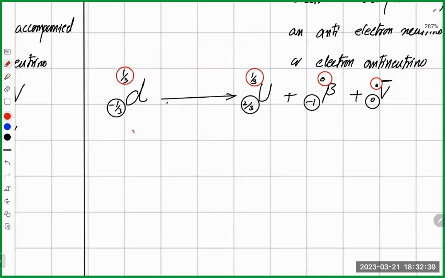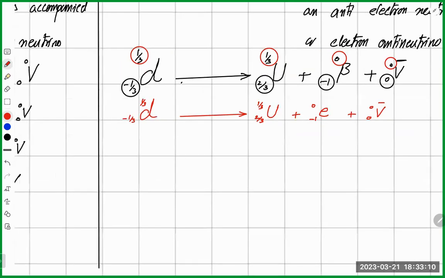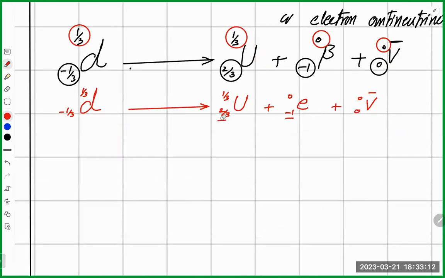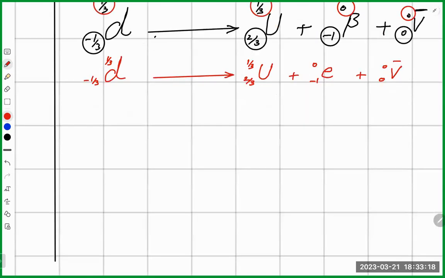Listen, when a down quark is converting into an up quark, mass is 1/3, charge is minus 1/3, it converts into an up quark, which is 1/3 and plus 2/3, plus an electron, which has mass 0 and charge minus 1, and an anti-neutrino, 0, is emitted. And if you add 2/3 and minus 1, you get minus 1/3. So charge and mass both are balanced on both sides.